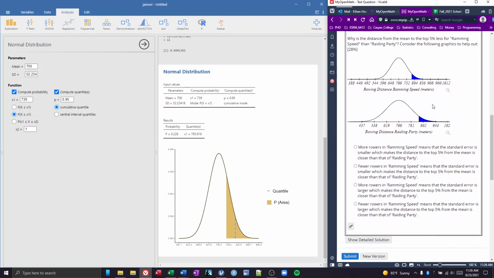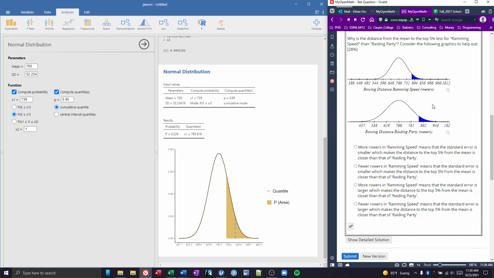All right, last part. Why is the distance from the mean to the top 5% less for ramming speed than for raiding party? Okay, so consider the following graphics. What this is basically helping you realize is that it's harder to get away from the mean when you have a big sample instead of a small sample. So think of this. If you were to randomly select 2 people in the world, is it possible that both of them are over 6'10"? And you're like, yeah, it's possible. It's not crazy. It's a little rare, but it's possible.